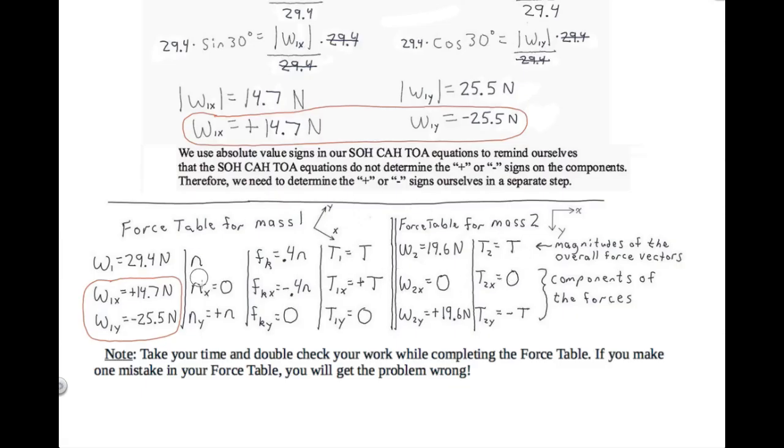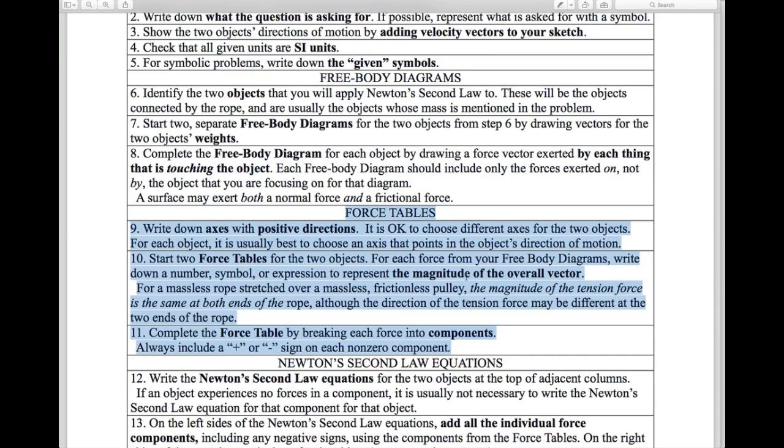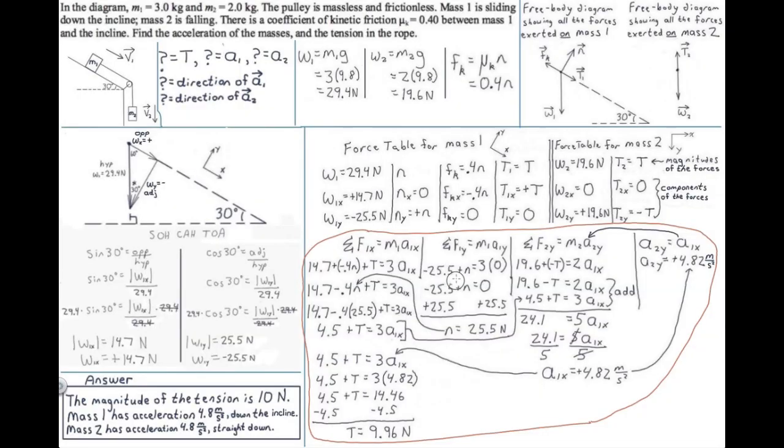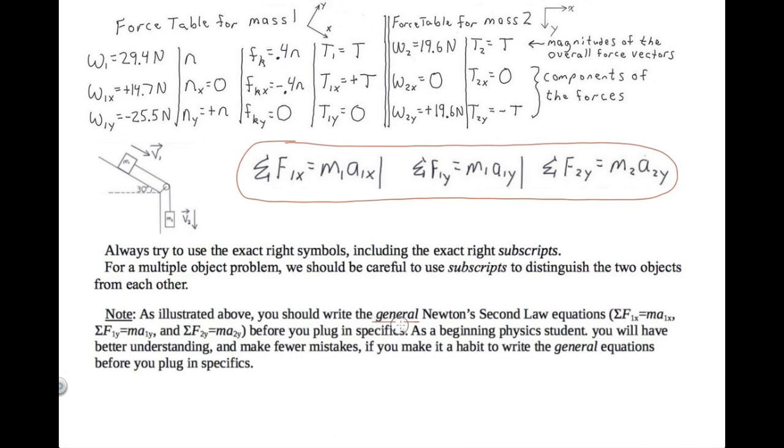We have now completed our force tables. Here's a summary of the steps we completed while working on the force tables. Now we're ready to work with the Newton's second law equations. First, we write the general Newton's second law equations. Mass 1 experiences forces in both the x and the y components. So for mass 1, we write the Newton's second law equations for both the x and the y components. Mass 2 experiences no forces in the x component. So for mass 2, we write the Newton's second law equation only for the y component.